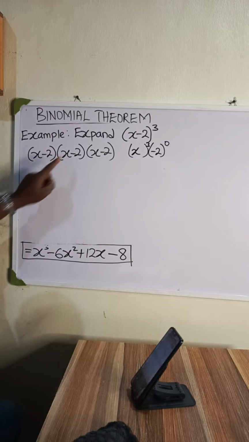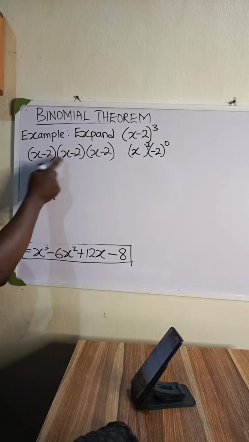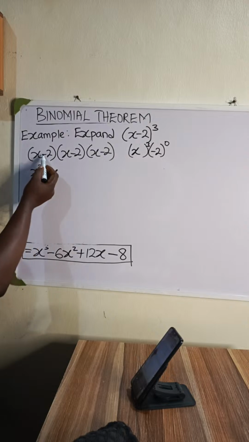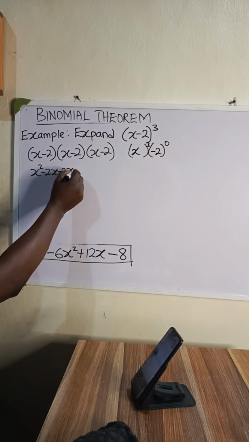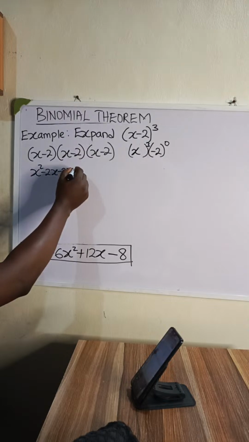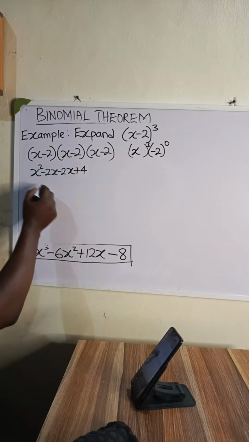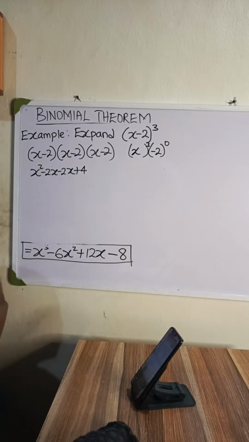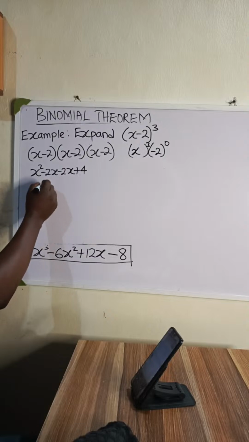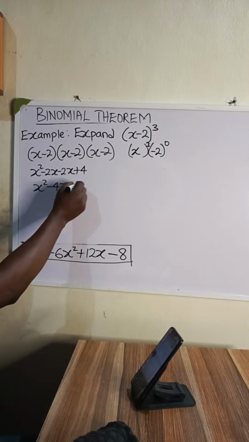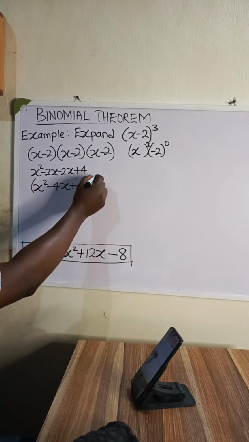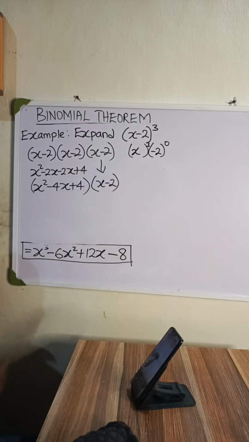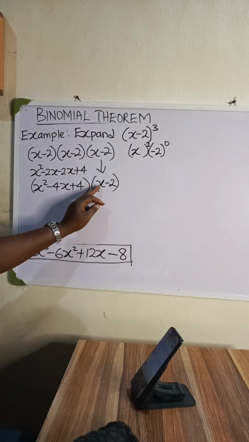So x times x, let's work on these two first. X times x gives us x squared. X times minus 2 gives us minus 2x. Minus 2 times x gives us minus 2x. Minus 2 times minus 2 gives us plus 4. So if we bring these two together, minus 2x minus 2x gives us minus 4x. So we're going to have x squared minus 4x plus 4. This is one bracket, and it's going to multiply x minus 2, because we are bringing it down. Okay?